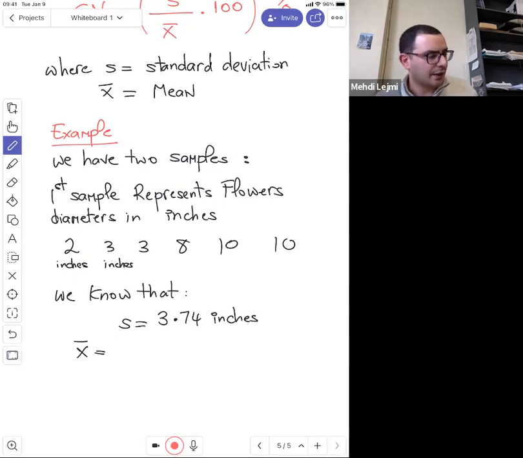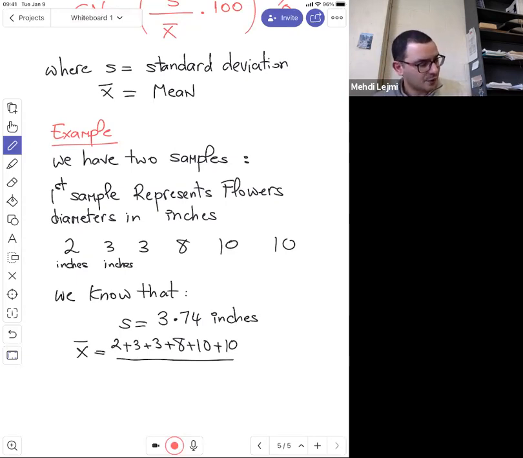So the mean is the sum of all data values over the number of data values, right? So we have 2 plus 3, plus 3 plus 8 plus 10 plus 10, and we're gonna divide by 6 because we have 6 numbers or 6 flowers. So that would be 36 over 6, and that's equal to 6 inches. So the mean also depends on the units, right? So the mean here is 6 inches.